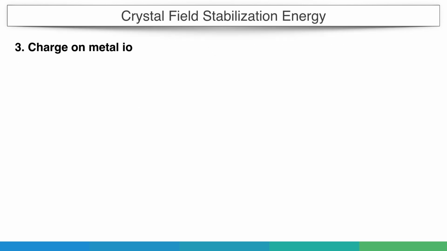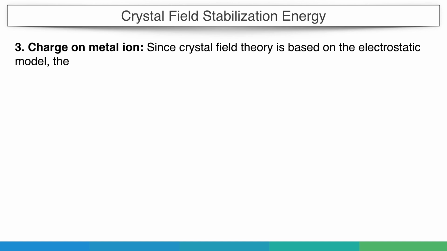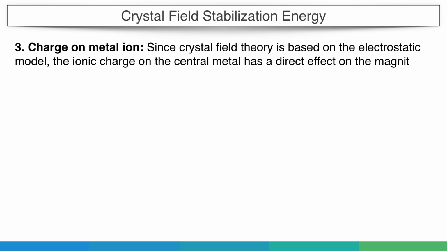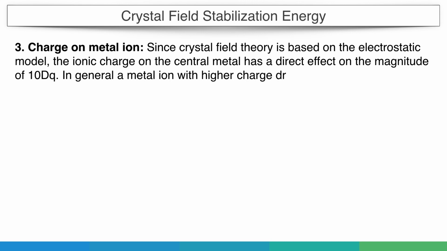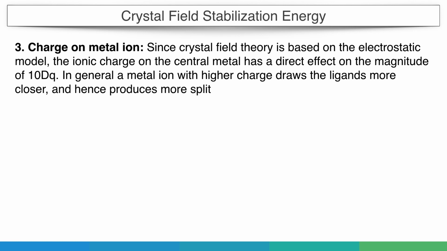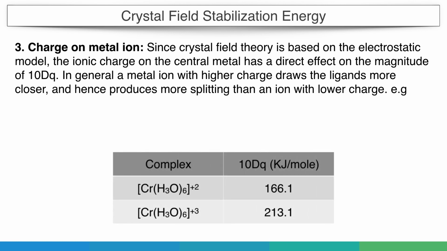Third, charge on metal ion. Since crystal field theory is based on the electrostatic model, the ionic charge on the central metal has a direct effect on the magnitude of 10 Dq. In general, a metal ion with higher charge draws the ligands closer and hence produces more splitting than an ion with lower charge. For example, hexaaquachromium complexes with charge plus 2 and plus 3 have 10 Dq values of 166.1 and 213.1 kilojoules per mole.